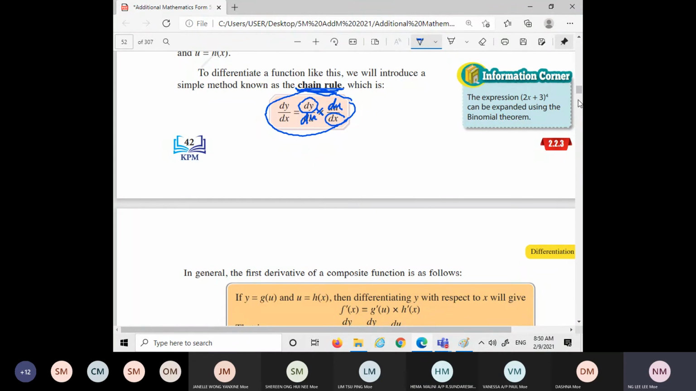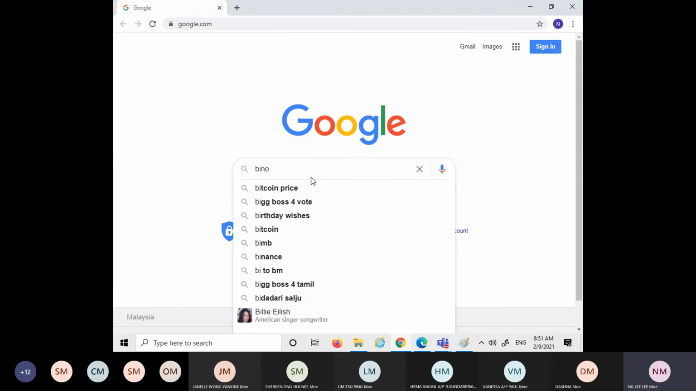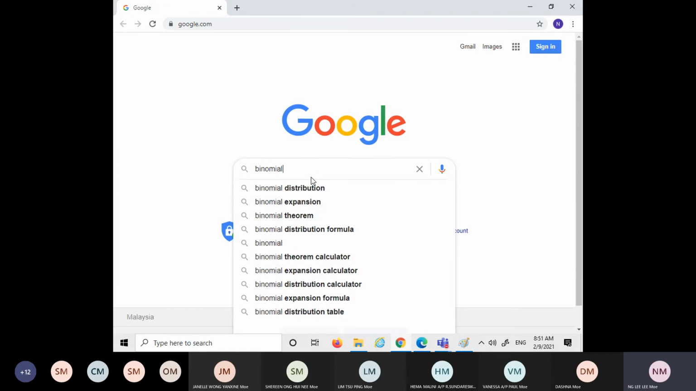Maybe I want to show you this one. When you go to Form 6 or your A level, you will see this binomial theorem. You will learn all sorts of expansion. Don't care how high the power is, you also can expand it by using this binomial expansion. Wait for a while.